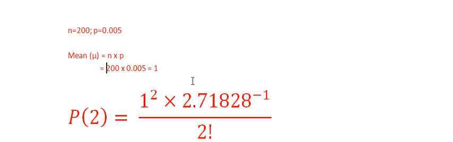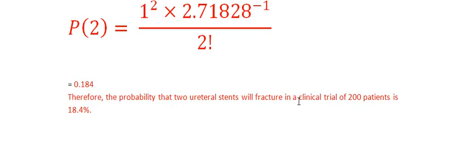Now once you've identified all the values, put them into the formula. You can use your calculator and calculate, and this is what you get. The probability that two urethral stents will fracture in a clinical trial of 200 patients is 18.4%.